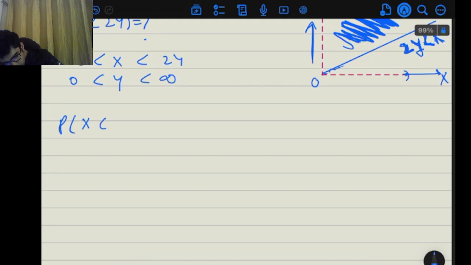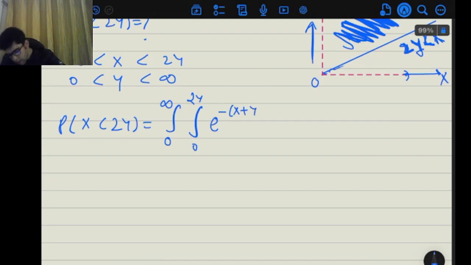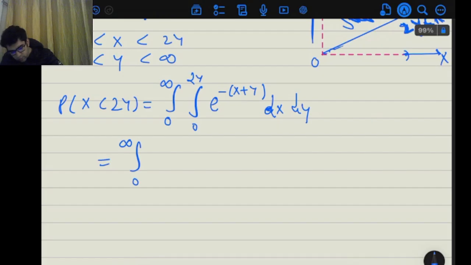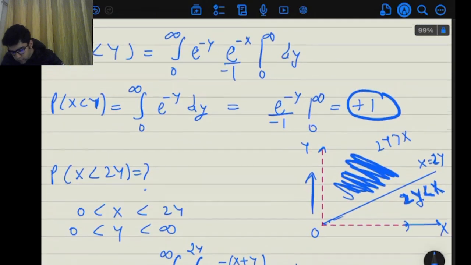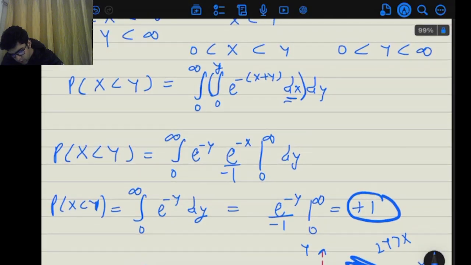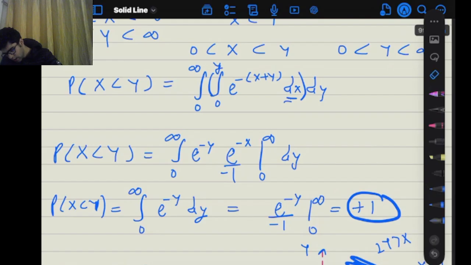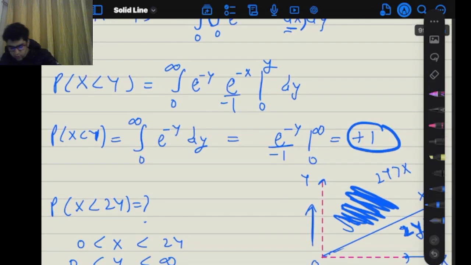Now if I just find this, this will be again 0 to 2y, and this will be 0 to infinity e to the power minus x plus y, right? This was my PDF, e to the power minus (x plus y) dx dy, and this will be 0 to infinity e to the power minus y, e to the power minus x minus 1, 0 to 2y dy. Oh, wait a minute, I made a mistake here. This should be y, this should be 0 to y, right? So my limit becomes e to the power minus y and e to the power minus 0, so becomes minus 1. So this is different. Wait a minute, I made a blunder.